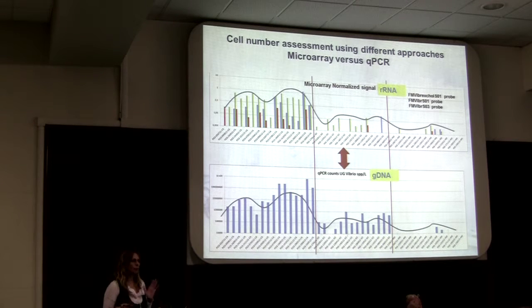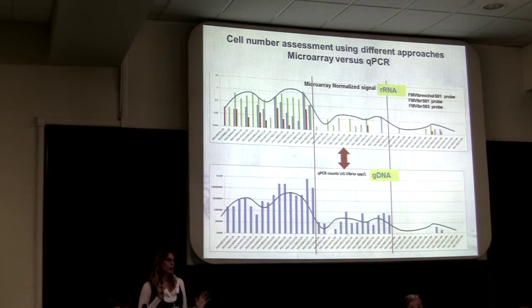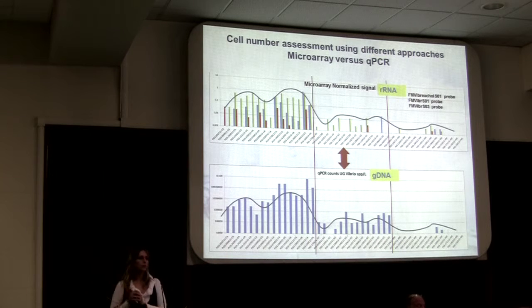Now we've got a calibration curve. We've got a transformation from the fluorescent signal to a cell number, but how can we be sure that the cell number is a true cell number? The next step of validation was to use some alternative methods to check that the cell number we saw with the microarray was the same cell number we saw with an alternative method.